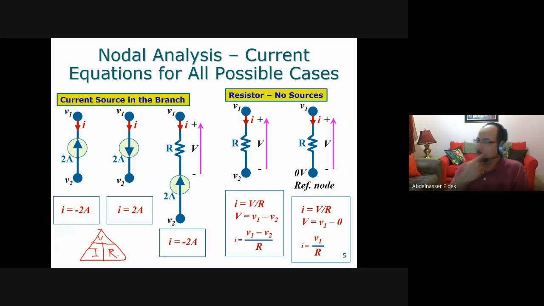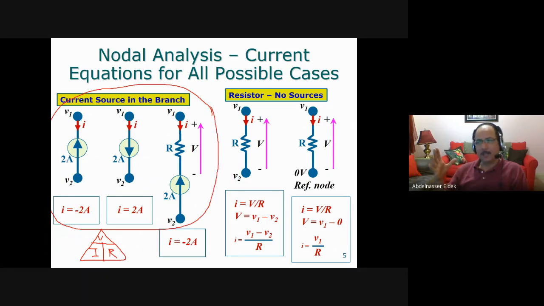So here, for example, if you look at these first three examples, in all these branches we have a current source. So now if I want to calculate this little I here, of course it is equal to the current source. That's it. So if you have a current source in the branch, the current equals the current source in magnitude, but not in sign. It could be positive, could be negative, depending on the direction.